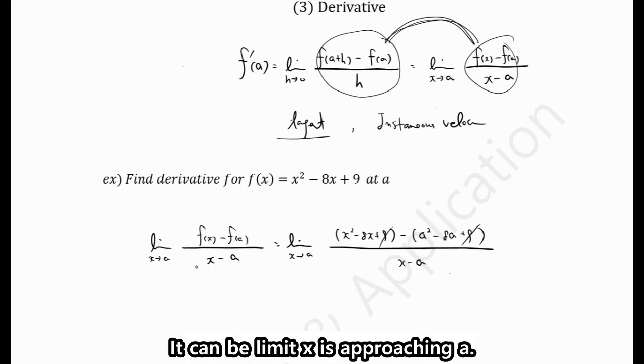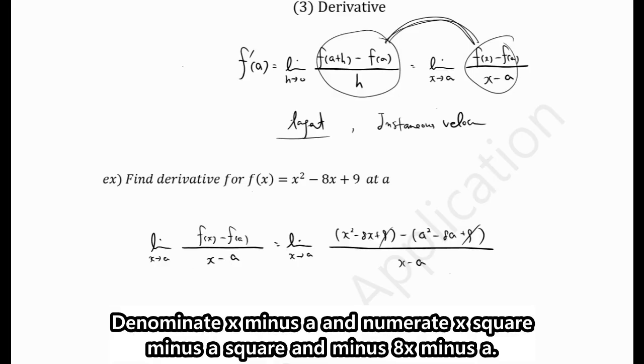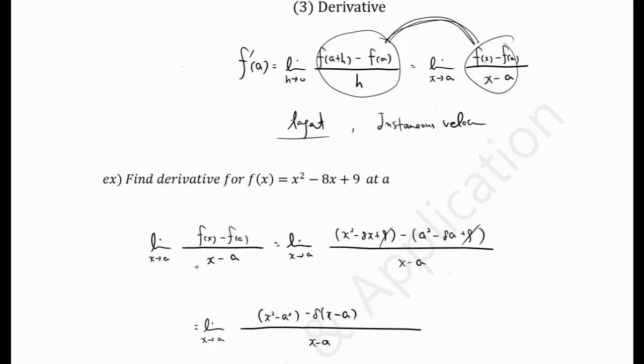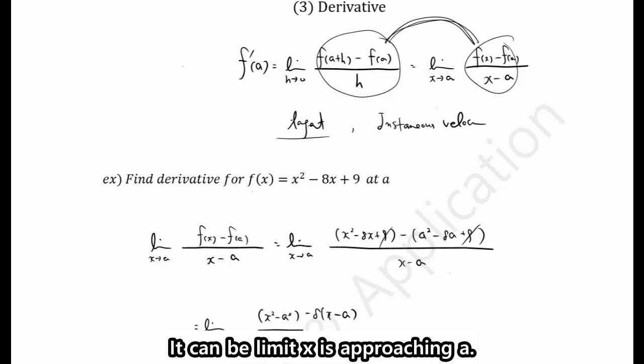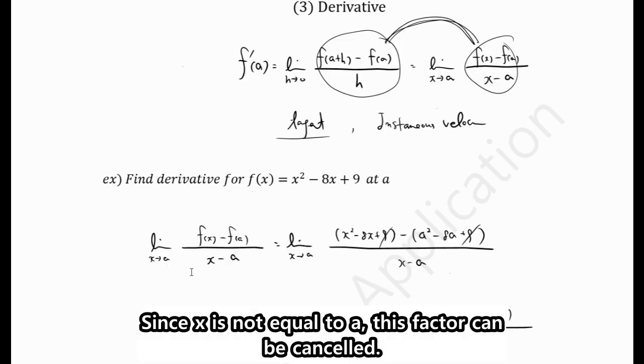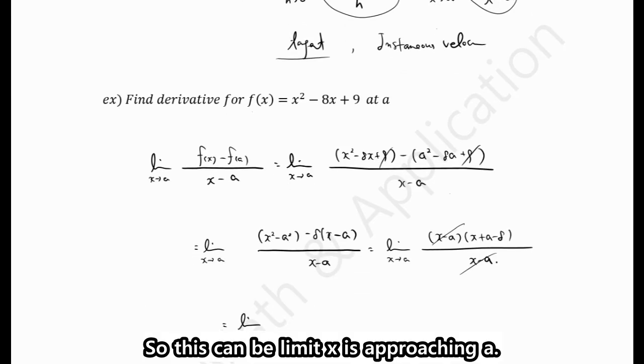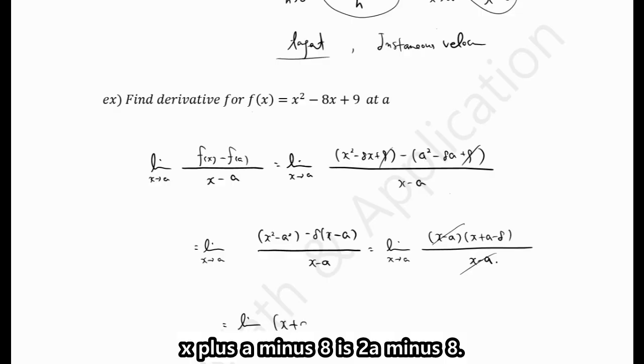The 9s cancel. It can be the limit as x approaches a. The denominator is x minus a, and the numerator is x squared minus a squared, minus 8 times (x minus a). It can be the limit as x approaches a of (x minus a) times (x plus a minus 8) over x minus a. Since x is not equal to a, this factor can be cancelled, so this is the limit as x approaches a of x plus a minus 8. This is 2a minus 8. This is the answer for this question.